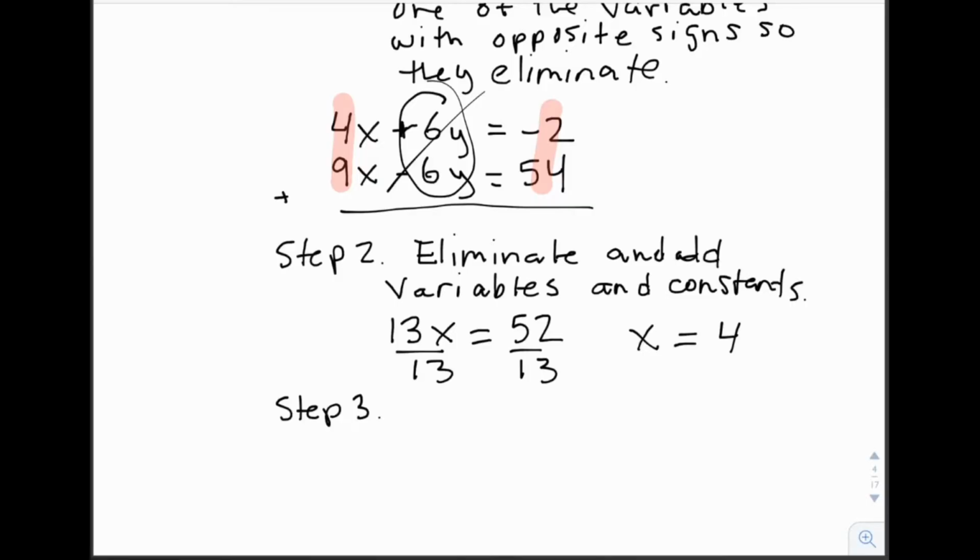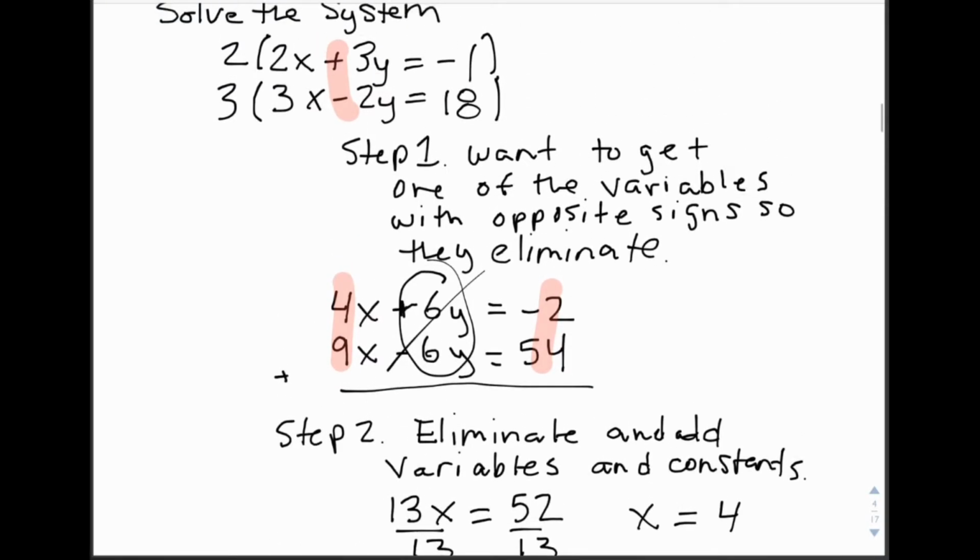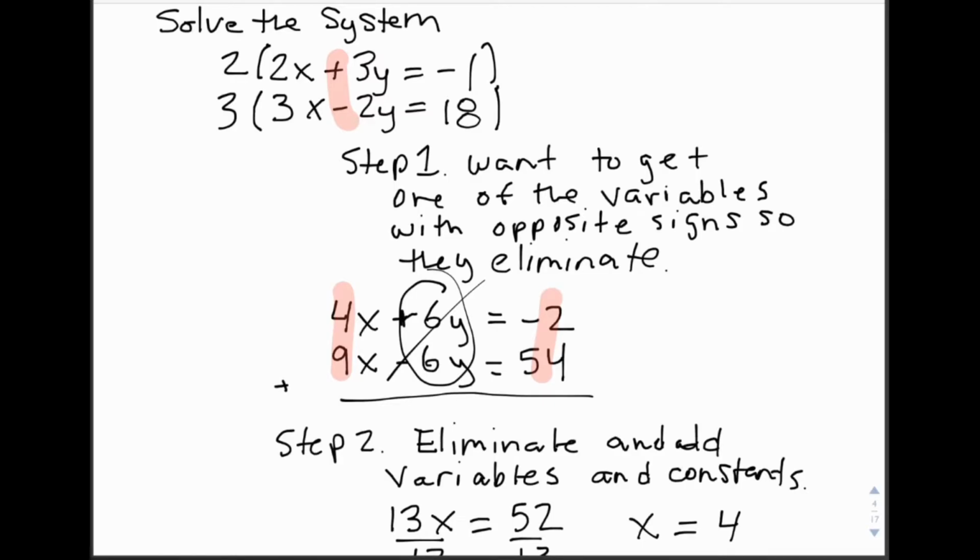Step 3 says to plug in one of the originals to solve for our other variable. Okay, so in this case, we can plug it into either one of the original equations, but for this example, let's plug it into our original equation of the 2x plus the 3y equal to negative 1, and try to figure out what our y value is going to be.